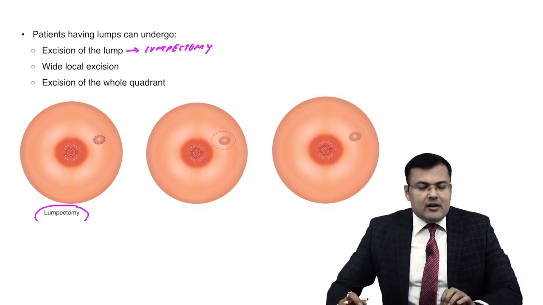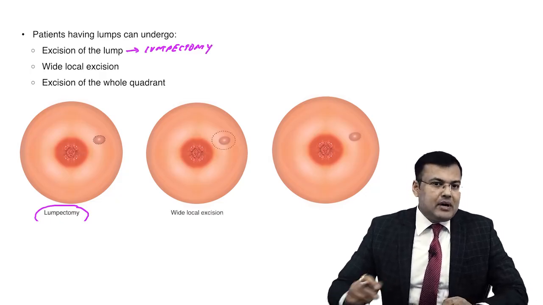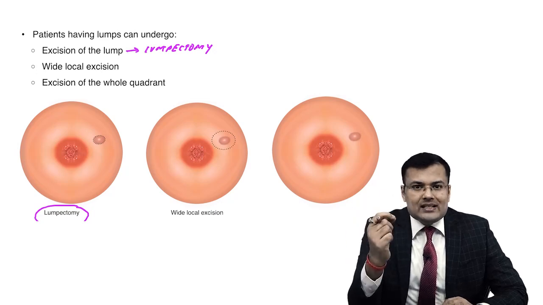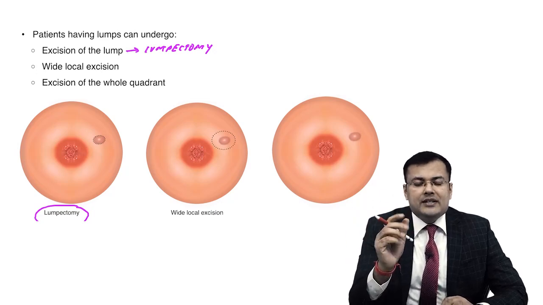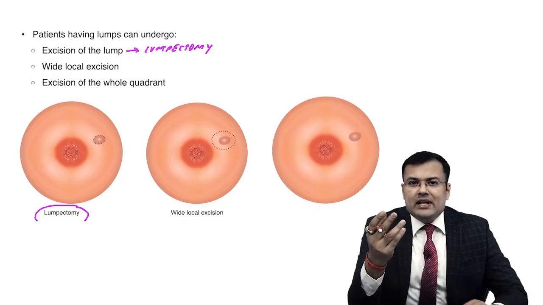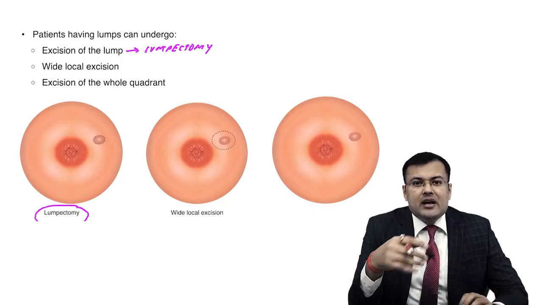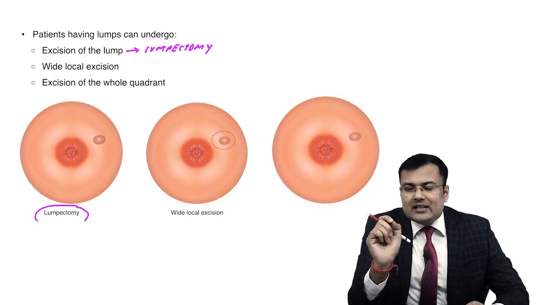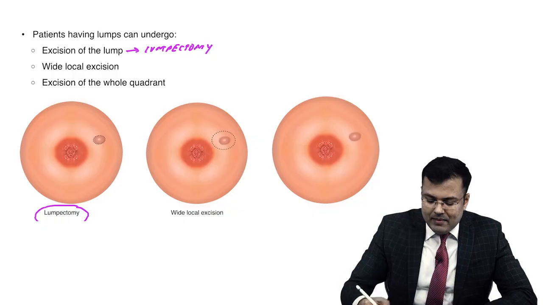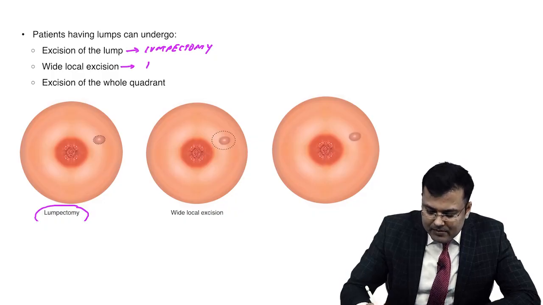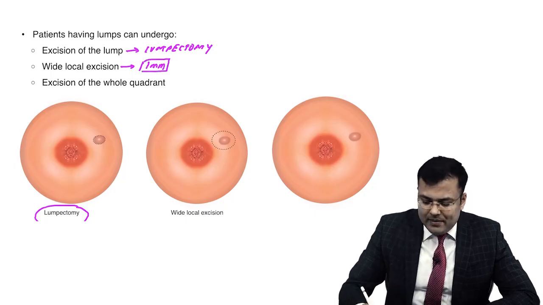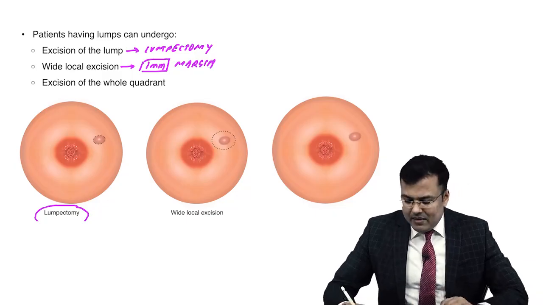Lumpectomy. Second, we can go for excision of lump. Apart from that, we are going to take at least 1 millimeter margin. Previously, it was said that for wide local excision, take 1 centimeter margin. But according to the latest update, at least how much margin should be taken? 1 mm. You have to remember this: at least 1 mm margin is taken.